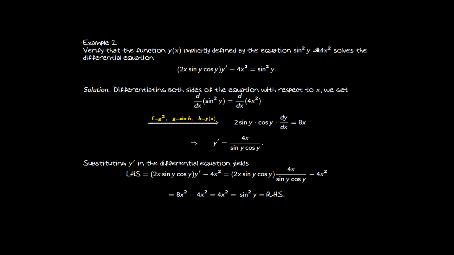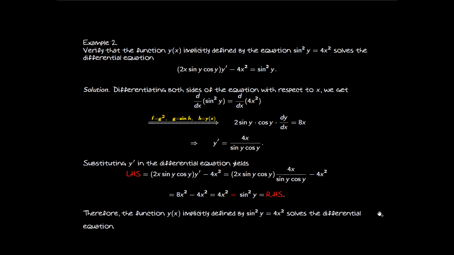And we know from the given equation, 4x squared is nothing but sine squared y. So this is sine squared y, which is the right-hand side of the equation. So we just confirmed, once again, the two sides match. Therefore, the function implicitly defined is a solution to the equation.